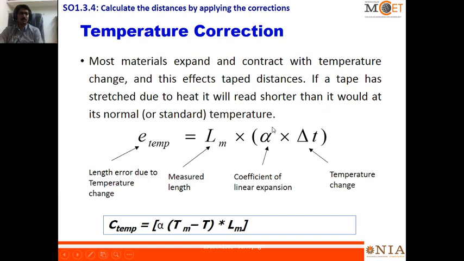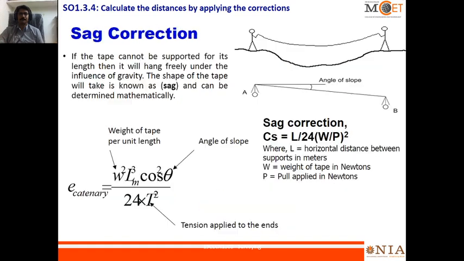Here one more term, alpha, is the coefficient of linear expansion. How much can a steel tape expand? It has a standard value. It will be given in the data in the problem, or it can be assumed. We will see it in further problems, right?